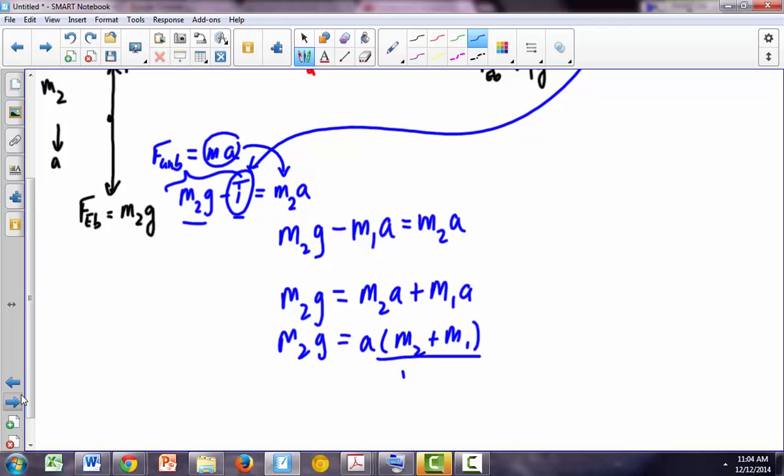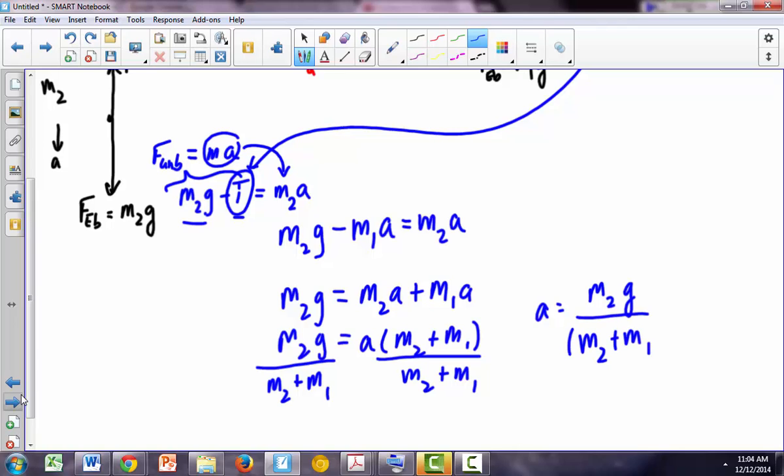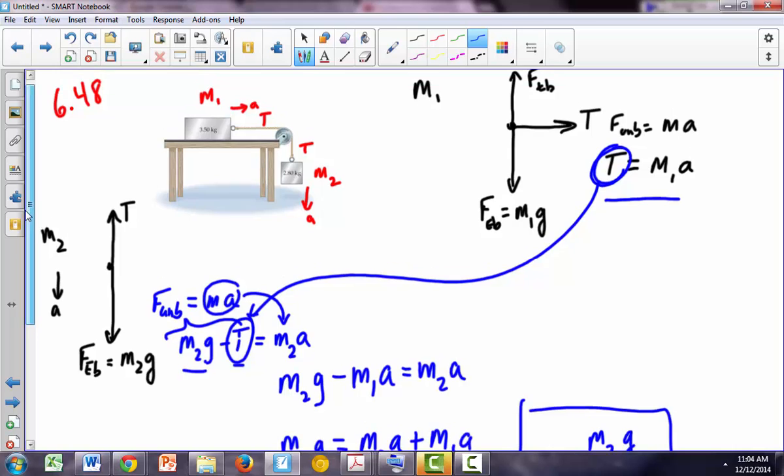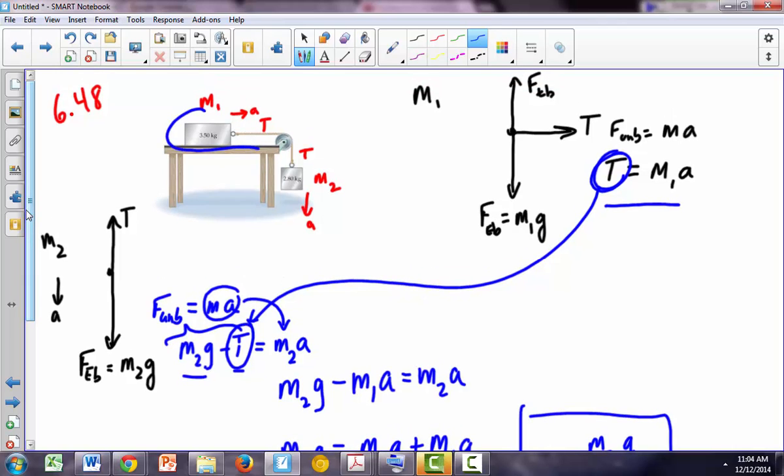And then divide. Now you might wonder why I have not substituted in any numbers here, and I'll tell you it's because we can learn a lot from this equation right here as it's written for acceleration, because this is called a modified Atwood's machine. The system is both blocks put together with the rope.